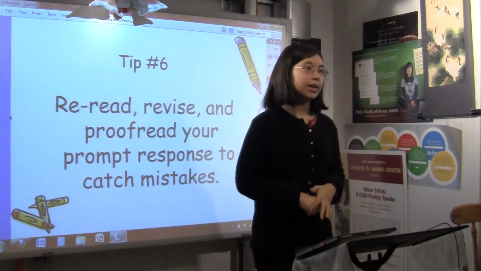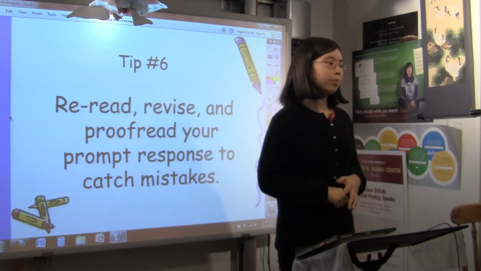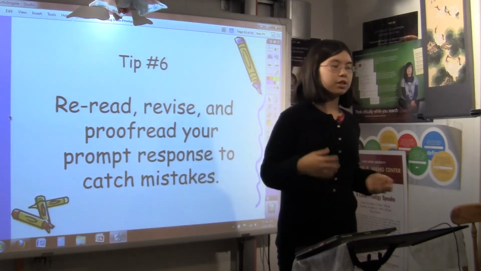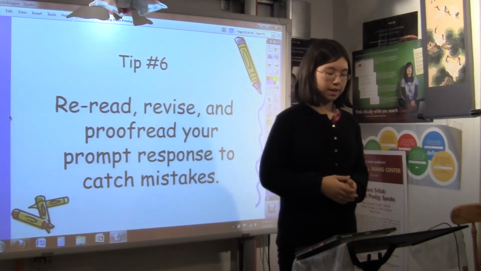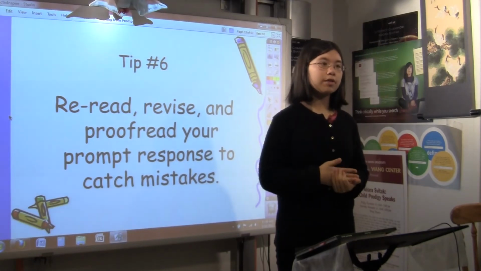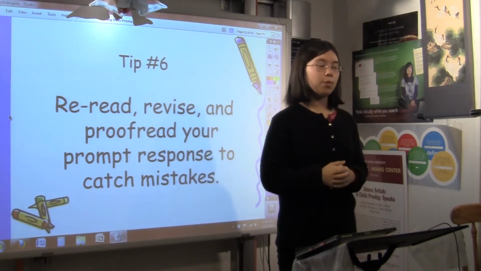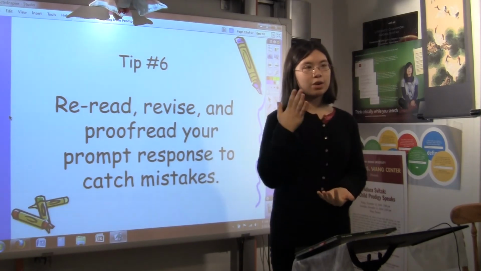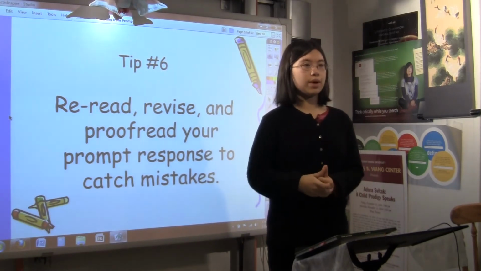When you look at a prompt, you'll likely get a few different kinds of prompts. There might be some narrative ones, there might be some persuasive ones, there might be some expository ones. And so you can be prepared for all of them by reading the prompt and understanding what the purpose is. That will really win you half the battle just by understanding what are they asking, how can I answer the question.